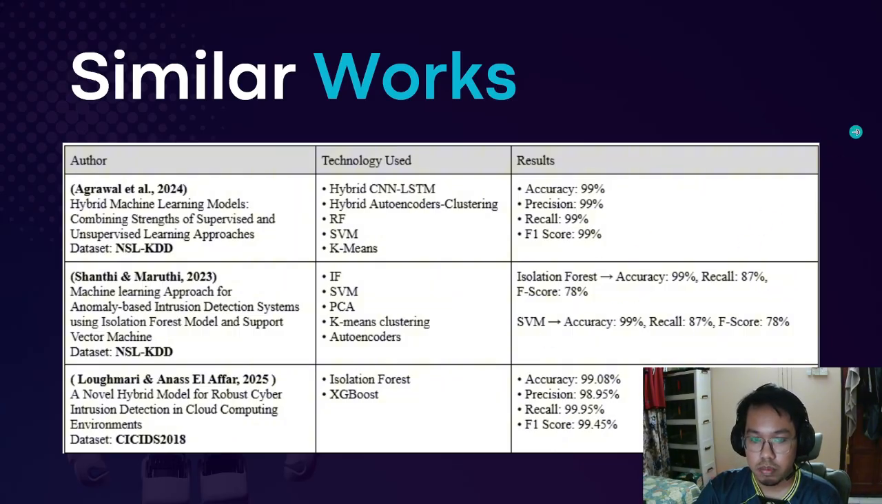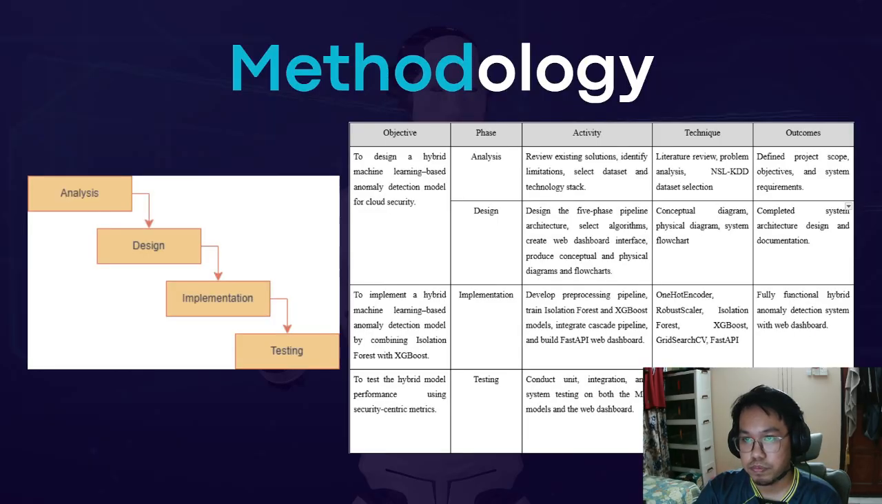So these are the similar works. For example, Lafmari and Anas El Afa used a hybrid machine learning model combining Isolation Forest and XGBoost and achieved an accuracy of 99%.